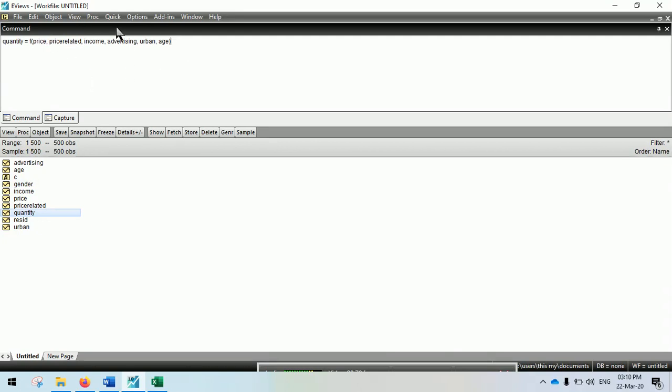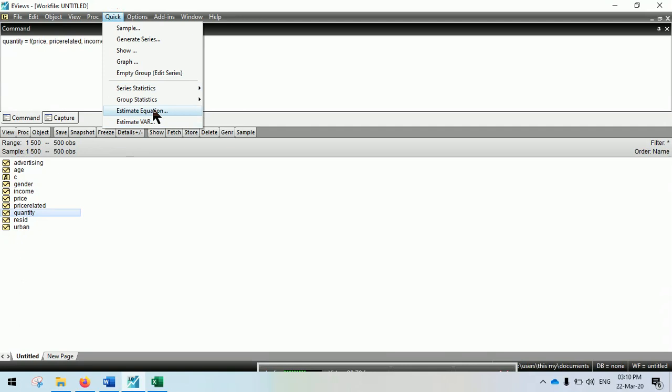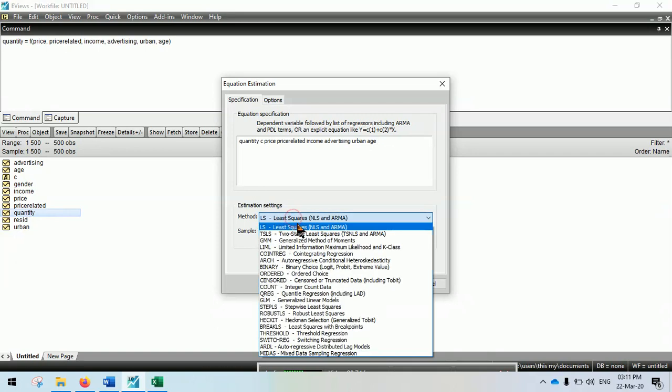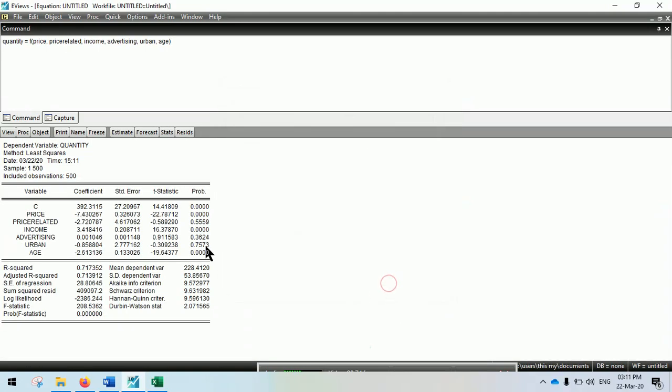Either we come here, Quick, Estimate Equation, and we write here quantity, then space, C, which is the beta 0, then I put all of these: price, related, income, advertising, urban, and age, and put the least squares. Okay, so we will have it.